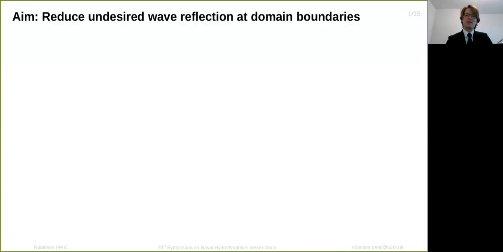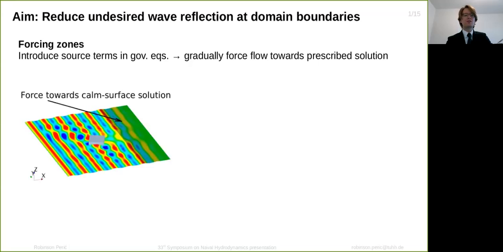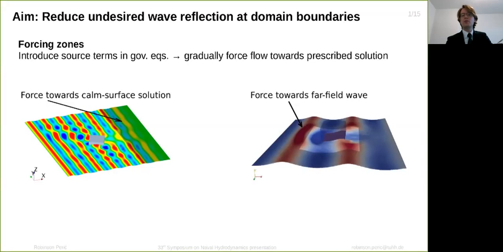And the problem here is that we want to reduce undesired wave reflections at the domain boundaries. For this, we can use, for example, forcing zones. Forcing zones are approaches that introduce source terms in the governing equations to gradually force the flow towards a prescribed solution. This could be, for example, to force the flow towards the calm surface solution. The forcing zone is here shown in shaded gray, or to force the flow towards the far-field wave solution so that we generate the desired wave, but wave reflections happening at bodies within the domain are minimized and gradually faded out.